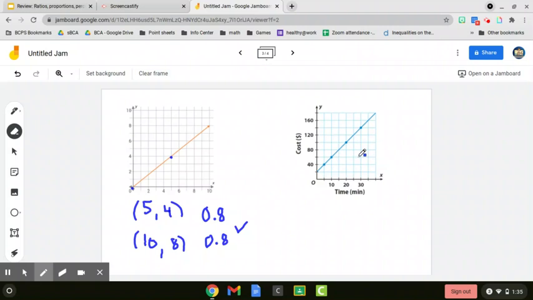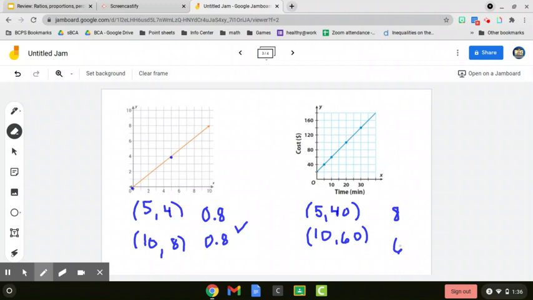Over here on this graph, we have a point at 5, 40. And we have a point at, looks like 10, 60. So let's find our constant of proportionality. Y divided by x, 40 divided by 5, our constant is 8 for that point. 60 divided by 10, our constant is 6 for that point. They do not have the same constant of proportionality. This is not a proportional relationship.